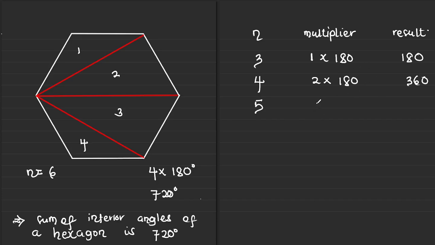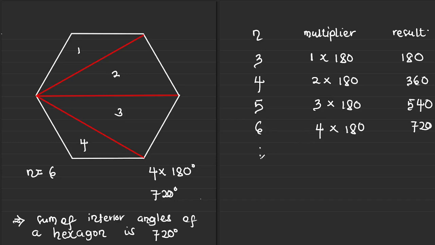A pentagon has 5 sides. We had to multiply the 180 by 3, and that gave us 540. And for the hexagon, which has 6 sides, we had to multiply 180 by 4, and multiplying it by 4 gave us 720. So what do you see? The number of sides minus 2 gives us the multiplier. Hence 3 minus 2 gives us 1. 4 minus 2 gives us 2. 5 minus 2 gives us 3. 6 minus 2 gives us 4.